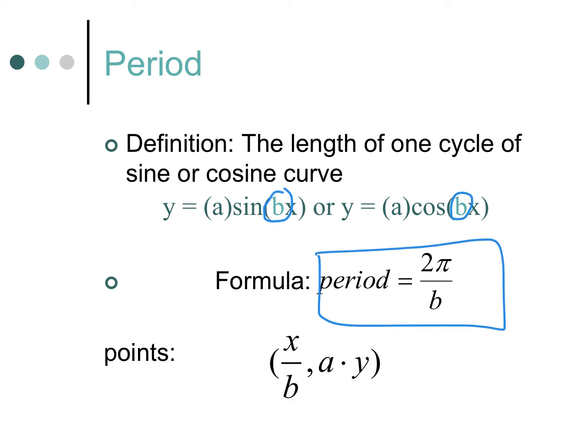Now, since it is going to be affecting how long it takes to do a cycle, for our new point, we can see we have x divided by b and then a times y. So your b value is going to be affecting your horizontal length or the time it takes to do one cycle, whereas your a value is going to be amplifying your function, making it taller or shorter.